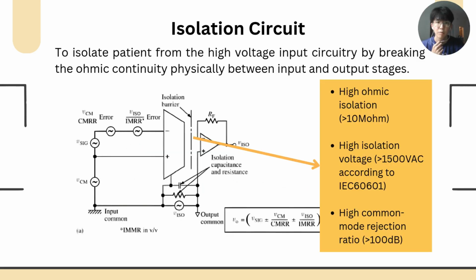Other than that, the most common method to ensure patient safety is to apply isolation circuits. It is to isolate the patient from the high voltage input circuitries by physically breaking the ohmic continuity between the input and output stages. So the isolation circuit has high ohmic isolation, usually over 10 megaohms, and high isolation voltage, usually over 1500 volts AC according to the IEC 60601 standards, and it has a high common mode rejection ratio above 100 decibels.